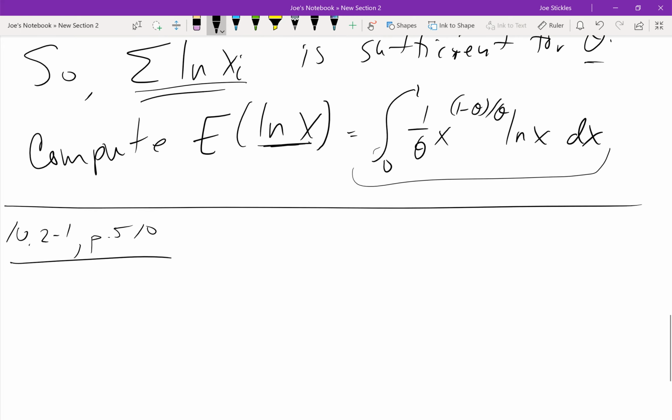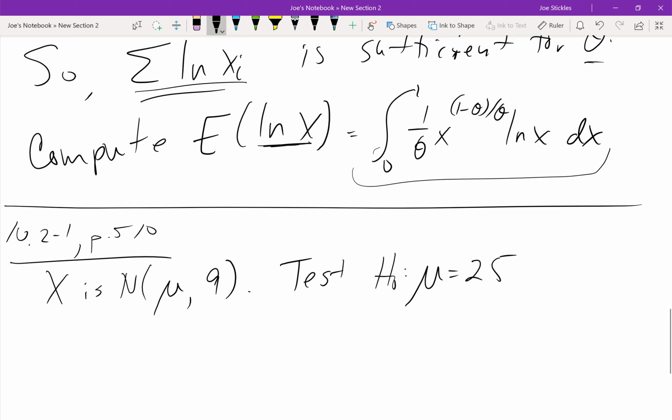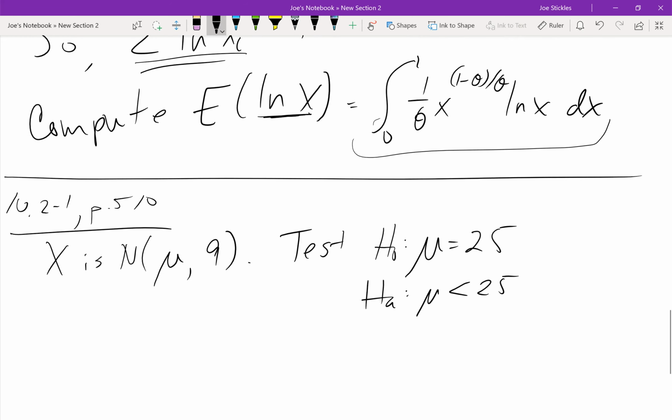This problem's about a potato farmer filling bags of potatoes, because of course it is. The farmer wants to fill up these bags of potatoes in the field, and the bags are supposed to hold 25 pounds of potatoes. Let's suppose this is normally distributed with unknown mean, but variance 9. We're going to test the null hypothesis, which is that the mean really is 25, against the mean being less than 25. The farmer is underfilling the bags. In this example, we're going to do a random sample of 4.